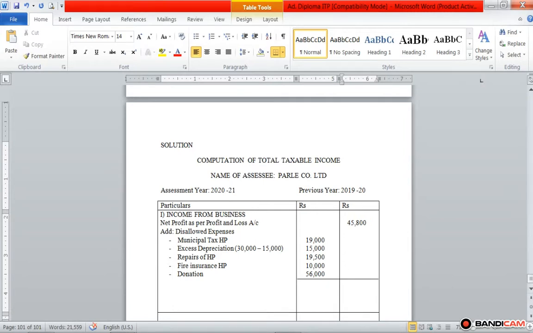So here the total is equal to 19,000 plus 15,000 plus 19,500 plus 10,000 plus 56,000, that is 1,19,500. Add this total to 45,800. So here we get 1,65,300.